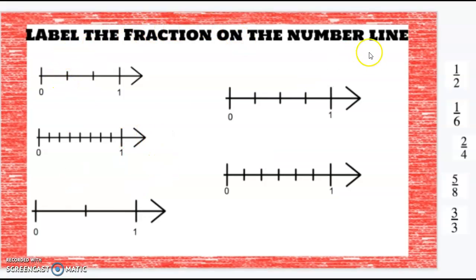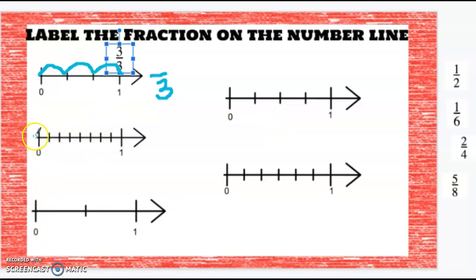This says label the fraction on the number line. Well, this first one, I need to figure out how many spaces are in this number line. 1, 2, 3. So my denominator is going to be 3. And then you're just going to label a fraction on the number line. So which one of these ends with a 3? This one over here. So I'm going to drag this, and 3/3 is the same as 1 whole, because you would have 3 of your 3 pieces being counted.